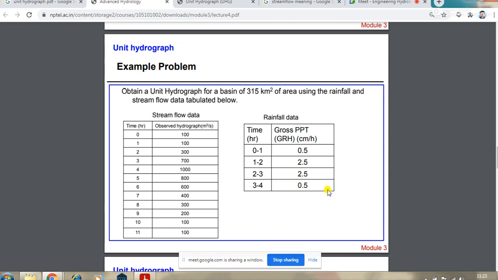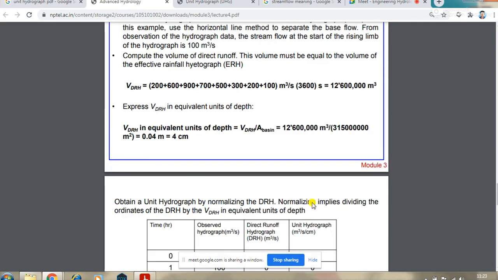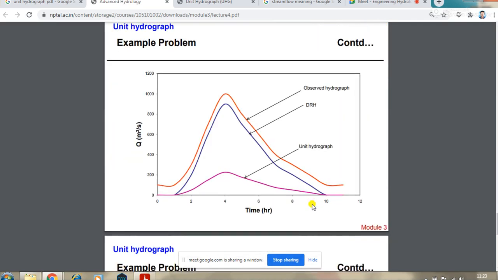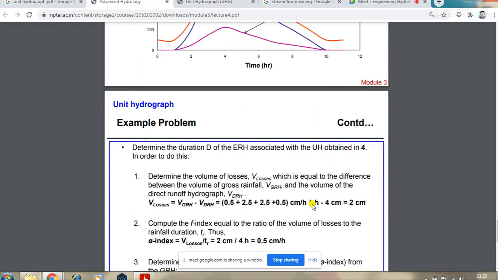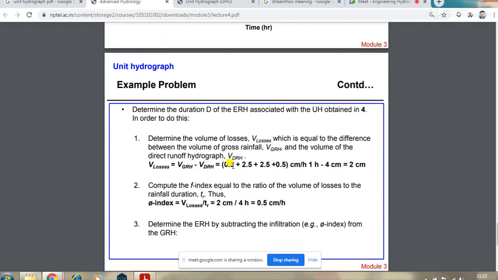From here, we can easily find out the gross rainfall value. Okay, so we have added these four values of 0.5, 2.5, 2.5, and 0.5. Okay, I hope there should not be any kind of confusion for you.